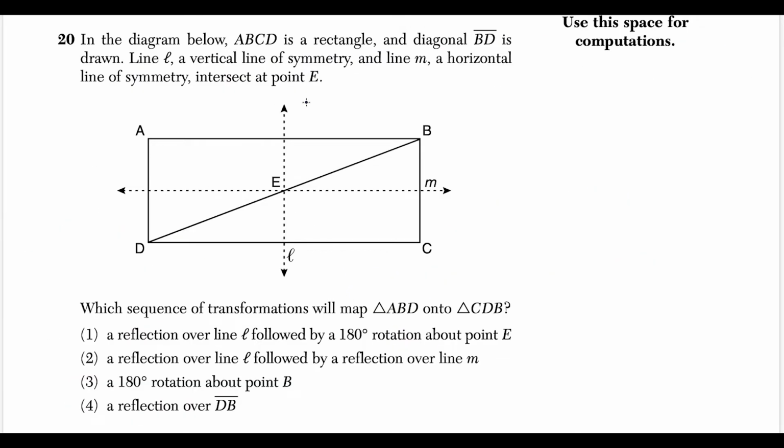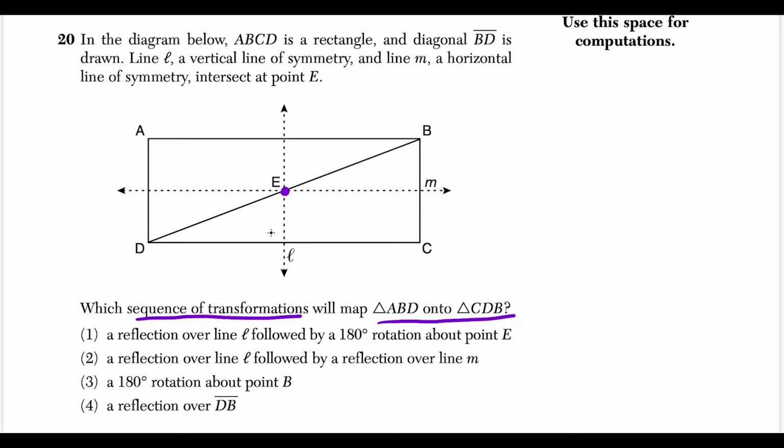So question 20, we have this rectangle. We have lines of symmetry. L is vertical, M is horizontal, but these are lines of symmetry that intersect at point E. And we want to know which sequence of transformations will map triangle ABD onto triangle CBD. So for this one, we just have to go through the answer choices one by one.